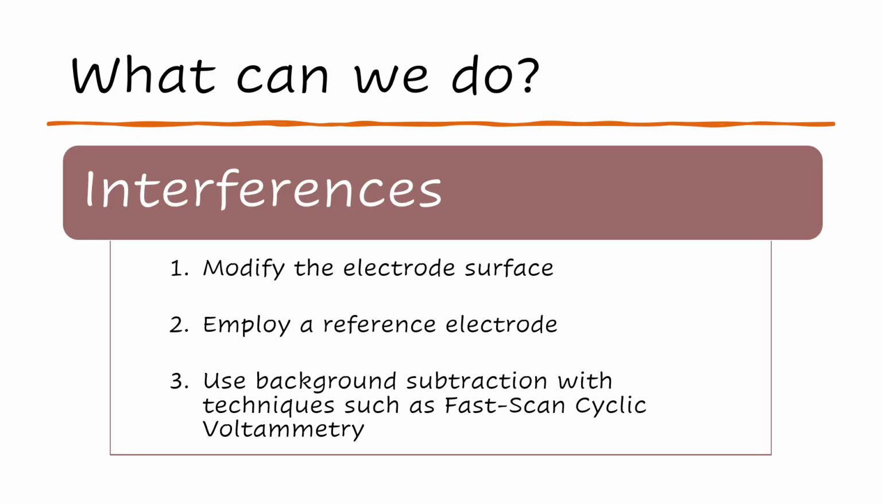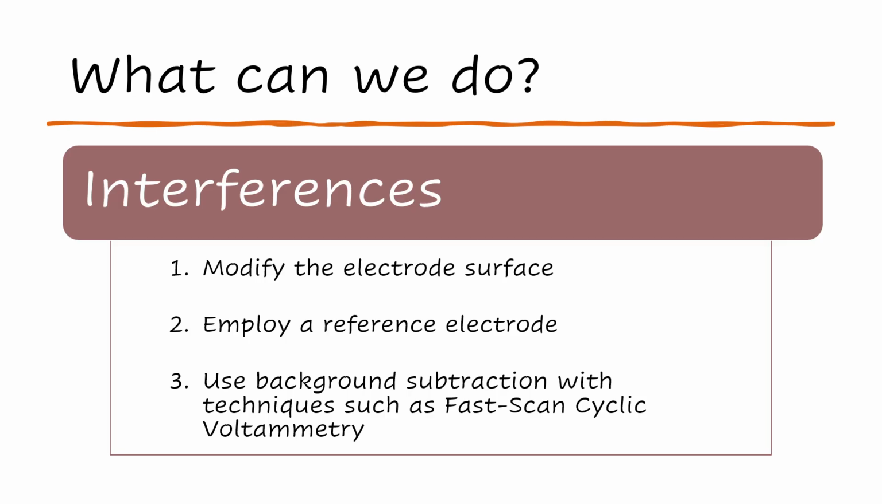To address interferences, we can modify the electrode surface with a coating or something similar. By altering the surface properties, we can enhance the electrode's selectivity and sensitivity. Next, employing a reference electrode is absolutely crucial. A reference electrode helps maintain a stable background potential, allowing for more accurate measurements by compensating for any fluctuations in the environment. Out of any of these strategies discussed today, using a reference electrode is the most vital to ensure you receive quality measurements.